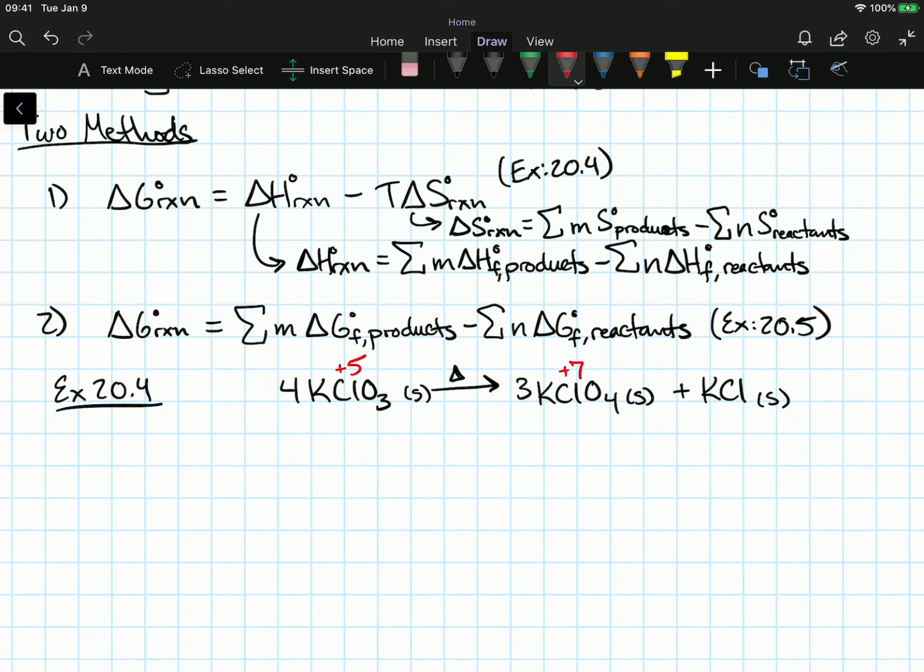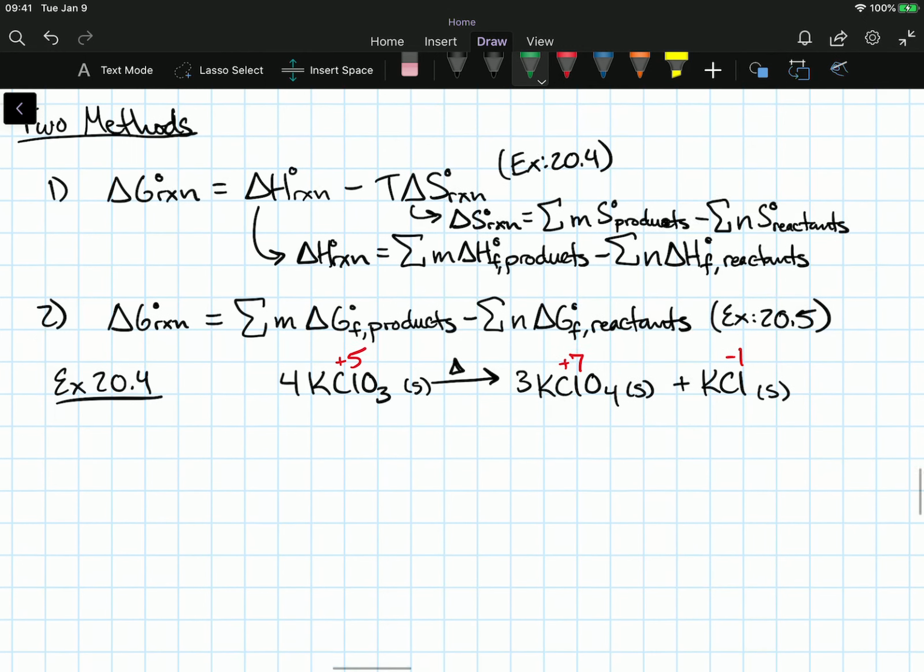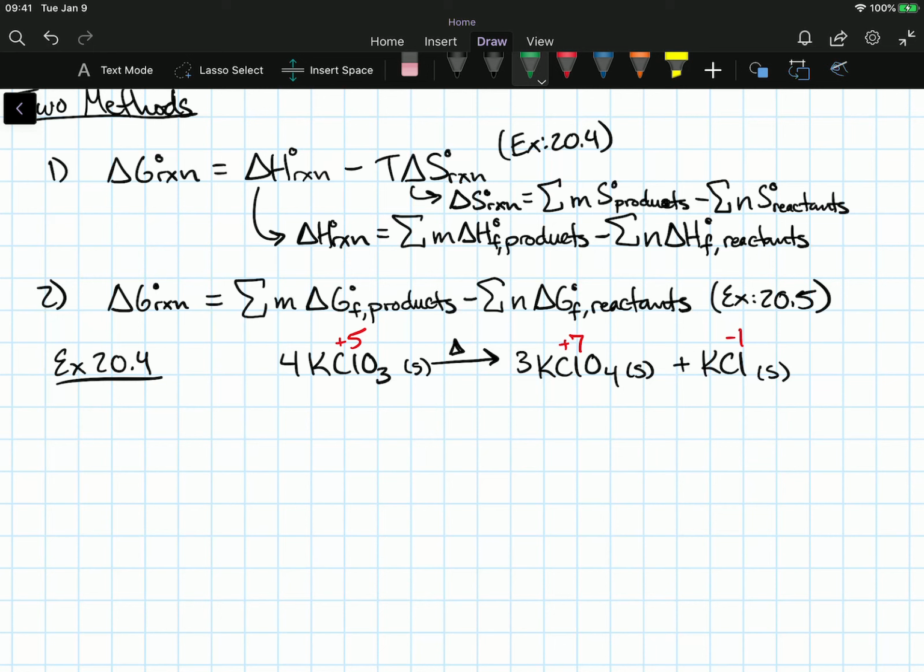The chlorine in the perchlorate is +7, and the chlorine in the potassium chloride is -1. So it's gone from +5 to +7 and -1. That's just a specific type of reaction. This reaction is used a lot in fireworks and also in match heads. It's an example of a spontaneous reaction where, once you've provided the activation energy, it will continue forward until it runs out of the reactant, potassium chlorate.